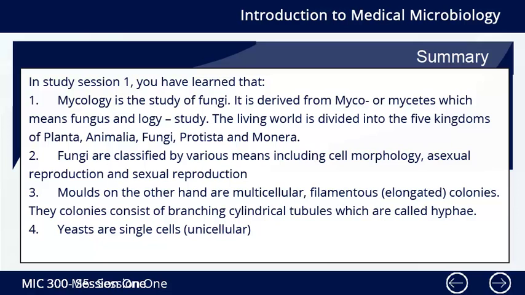Number 3, molds on the other hand are multicellular, filamentous, elongated colonies. The colonies consist of branching cylindrical tubules which are called hyphae. Number 4, yeast are single-celled, unicellular, usually spherical to ellipsoid in shape. Most yeast reproduce by budding. Some species produce buds that characteristically fail to detach and become elongated.